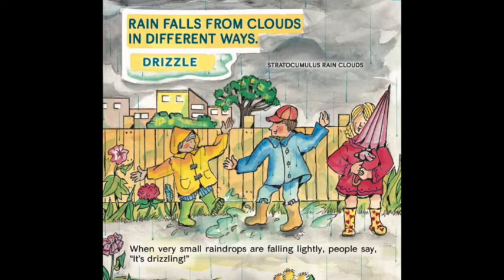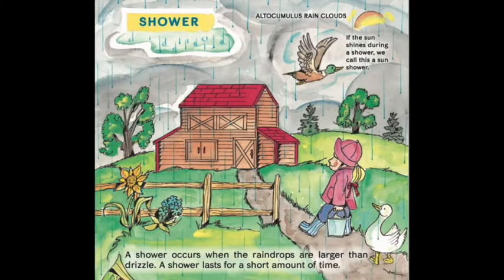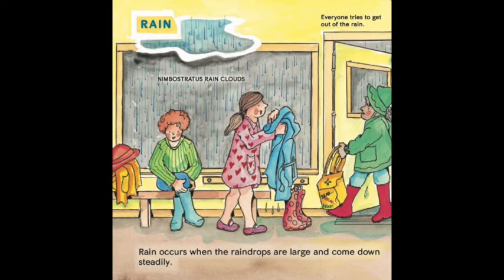Rain falls from clouds in different ways. Drizzle. When very small raindrops are falling lightly, people say, "It's drizzling." Shower. A shower occurs when the raindrops are larger than drizzle. A shower lasts for a short amount of time. If the sun shines during a shower, we call this a sun shower. Rain. Rain occurs when the raindrops are large and come down steadily. Everyone tries to get out of the rain.